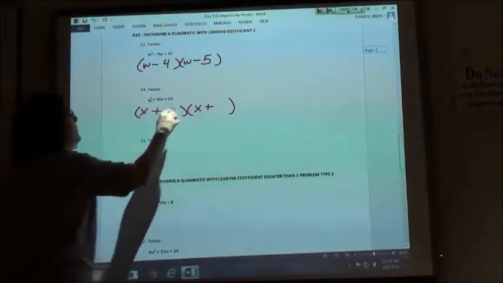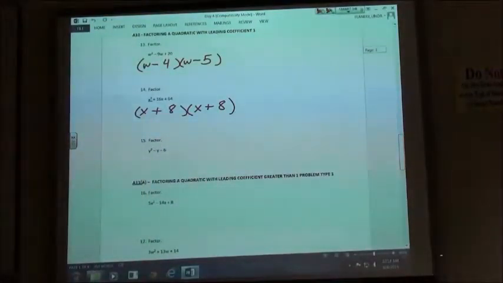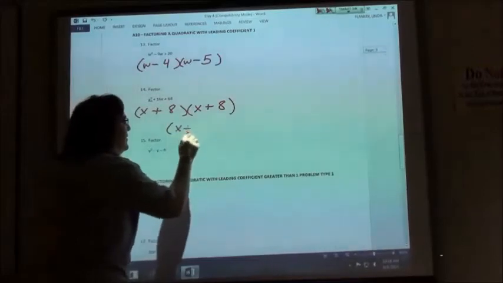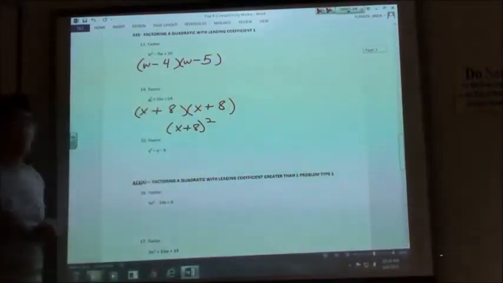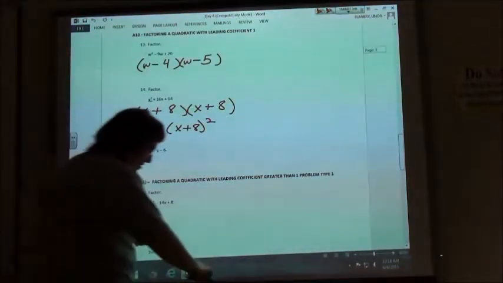Now on this one, you could enter it in like that on the ALEKS program. If you do, it's going to say it's correct. However, there's a better way to enter that in, because this is the same thing twice. (x + 8) squared would be how I would enter that in. I won't count it wrong, but it will remind you that there is a better way.